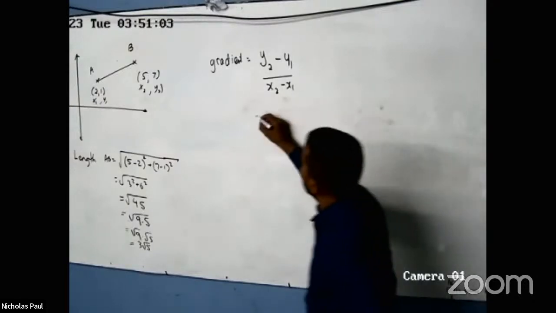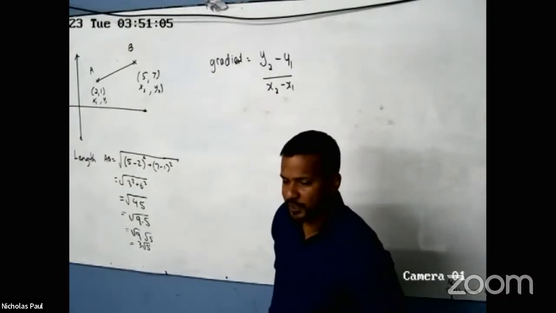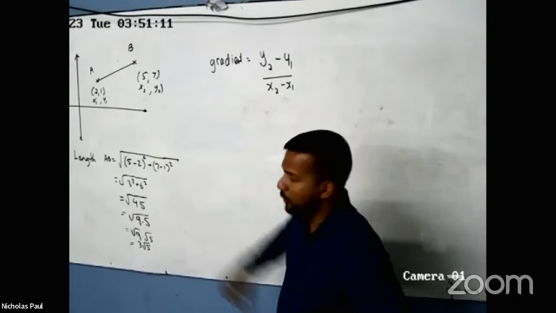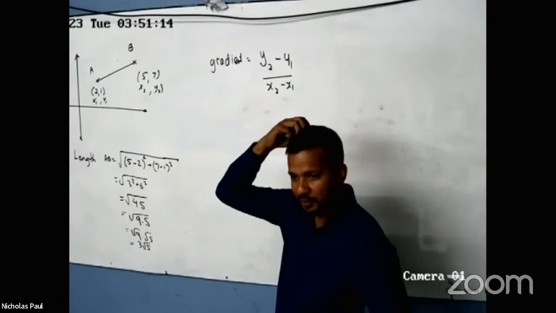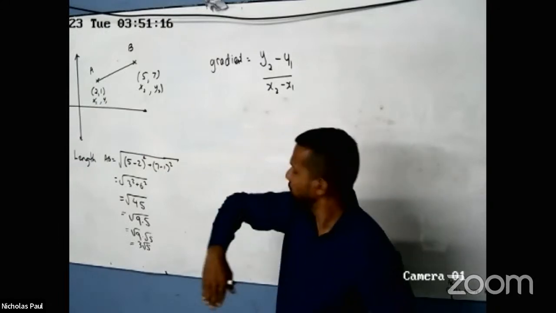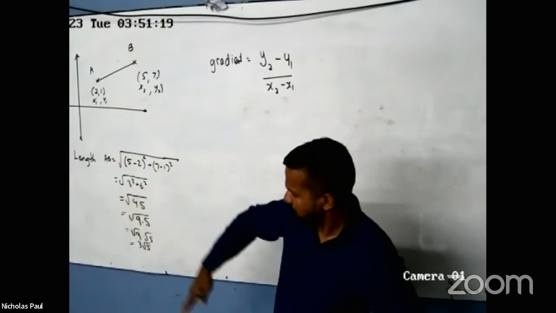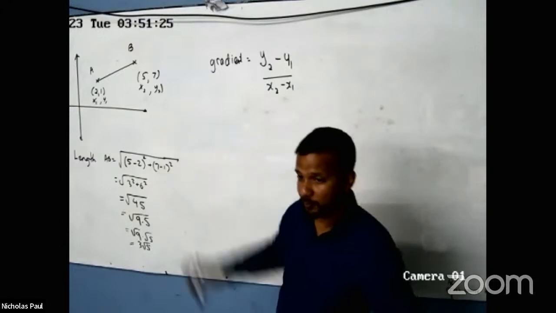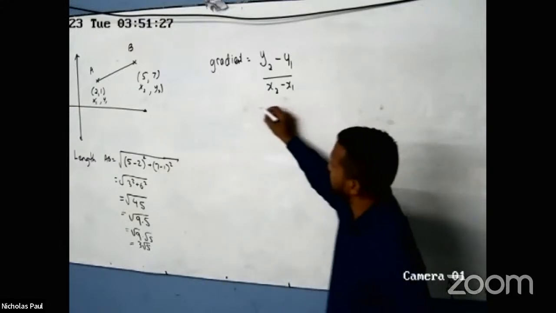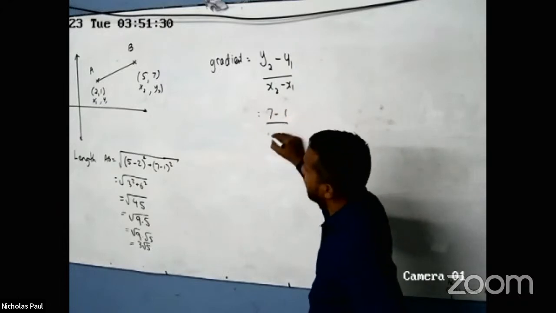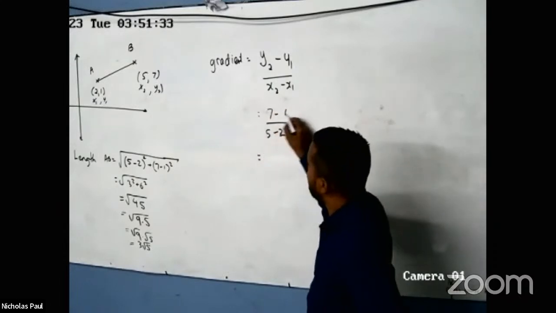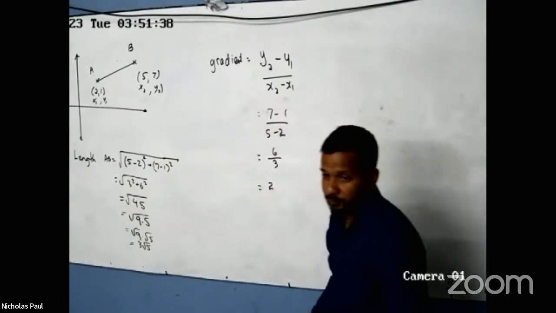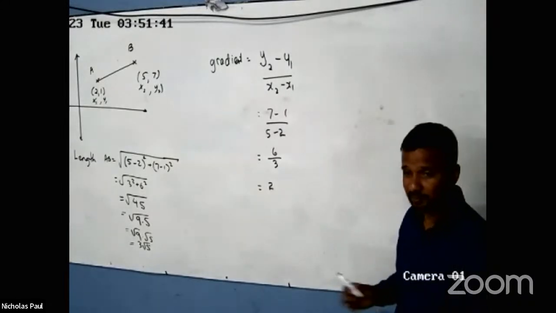By just watching the line, you can tell if it's a positive or negative gradient. This is no gradient. This is a positive slope. This is a negative slope. So that's a positive slope. So when you work this out, you should get a positive value. So that's 7 minus 1 over 5 minus 2. 7 minus 1 is 6. 5 minus 2 is 3. So the answer is... You okay with that? Easy, right?